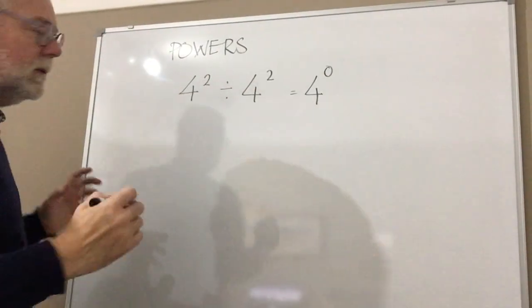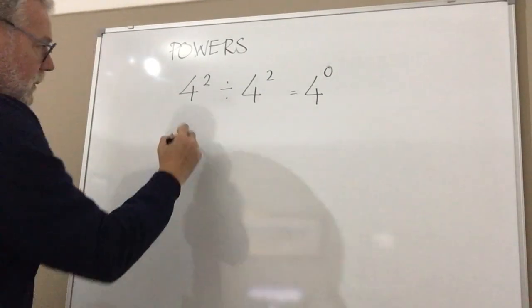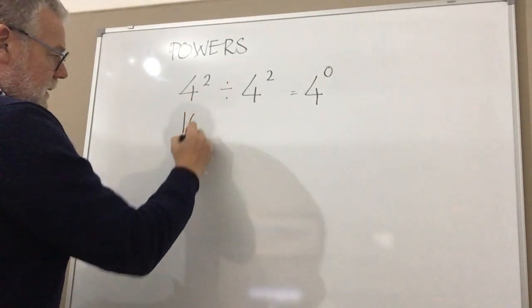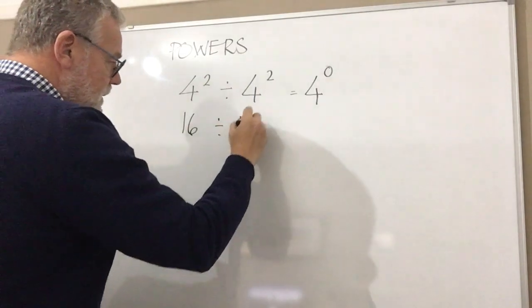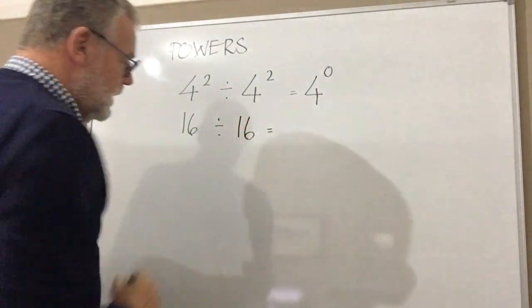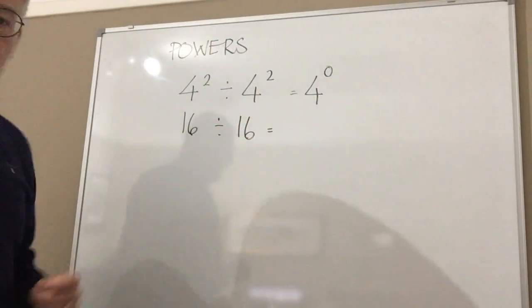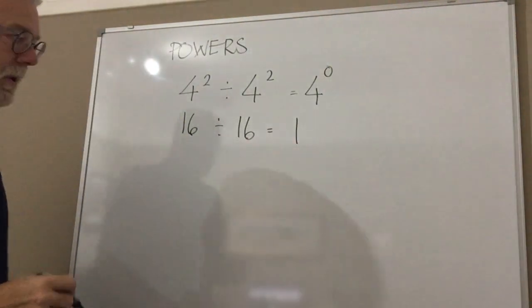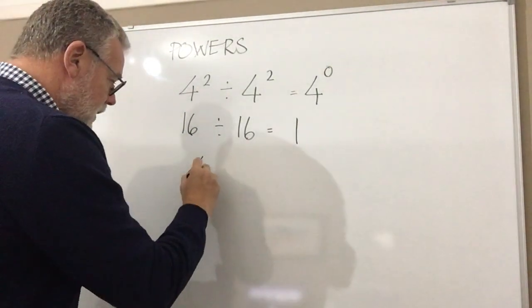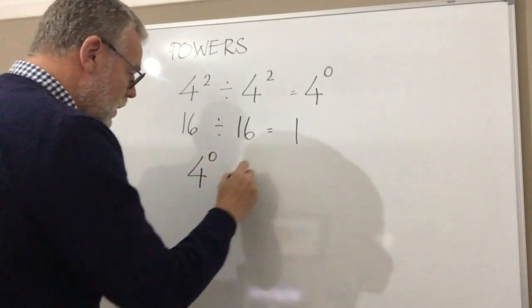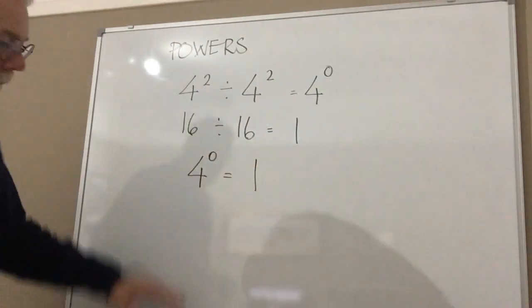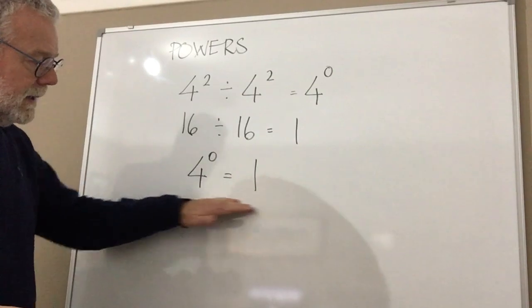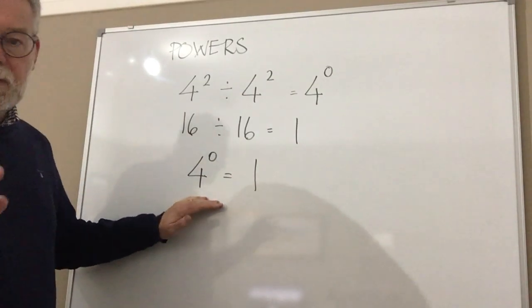Now let's have a look in practice at what we've got. We've got 4 squared, which is 16, divided by 16, and what's the answer? What's 16 divided by 16? The answer is 1. Now that's really interesting because what we've just learnt is 4 to the power 0 is actually 1. And that's a really, really important thing for us to learn when we're dealing with powers.